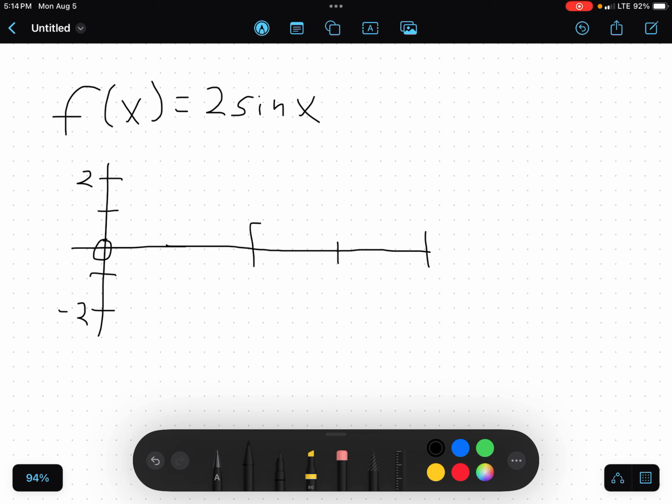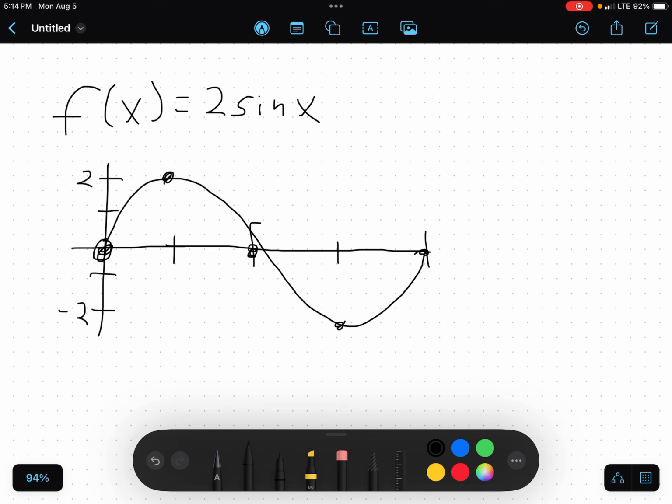I'm not going to label my x this time, if that's okay with everybody. So when I graphed my first sine wave, I did mid, high, mid, low, mid, and I'm going to do the same thing again. The only difference is my high value is now 2 instead of 1. So mid, high, mid, low, mid. And it looks very similar.